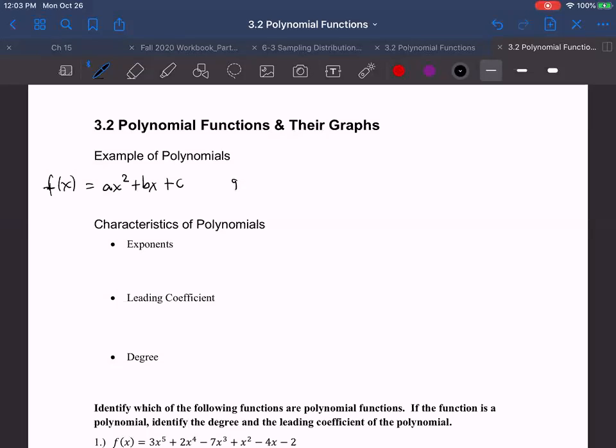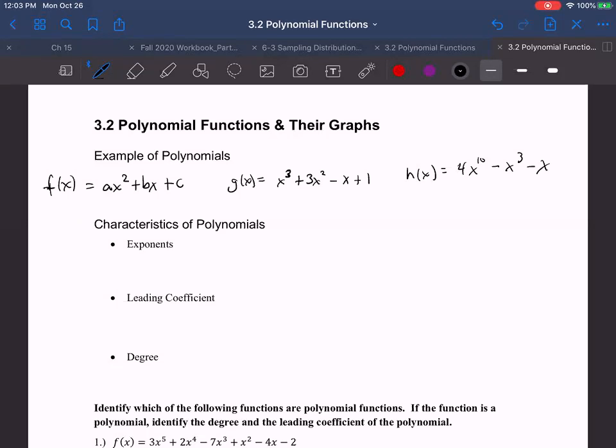Another example might be something like g of x equals x cubed plus 3x squared minus x plus 1. Something like that would be a polynomial. Another one might be like h of x equals 4x to the 10th minus x to the 3rd minus x, or something like that. Just anything like that where we have that.